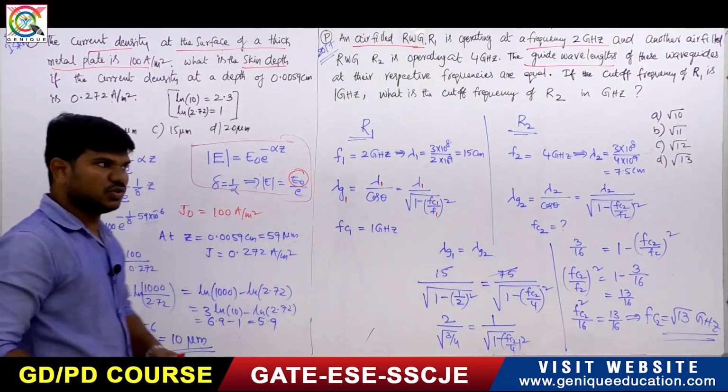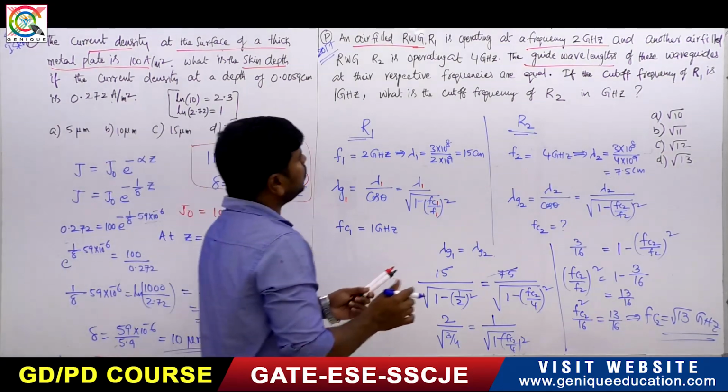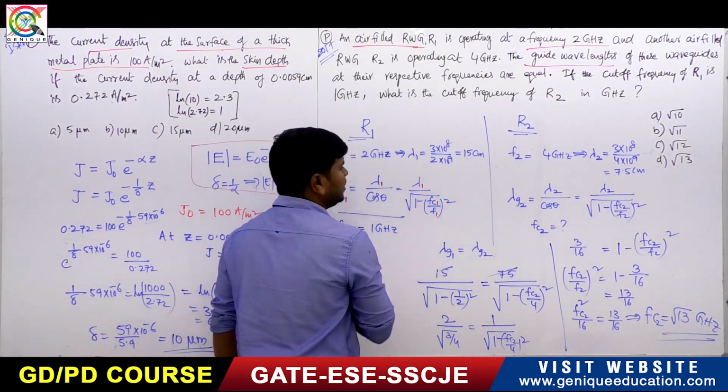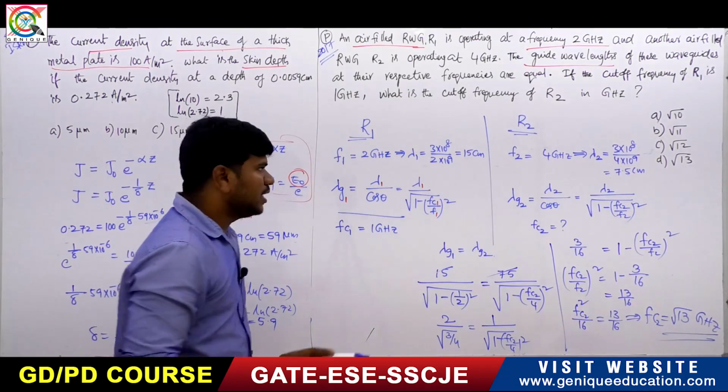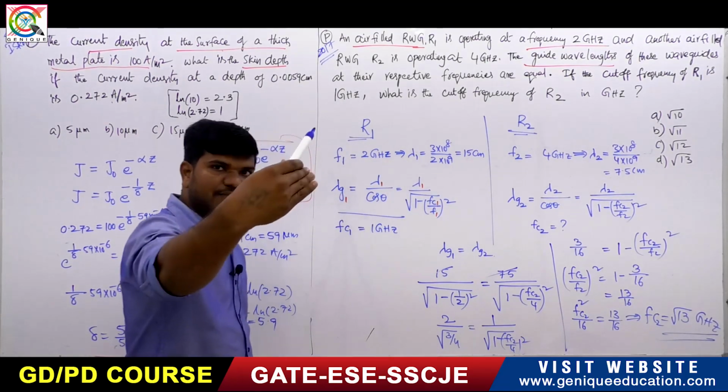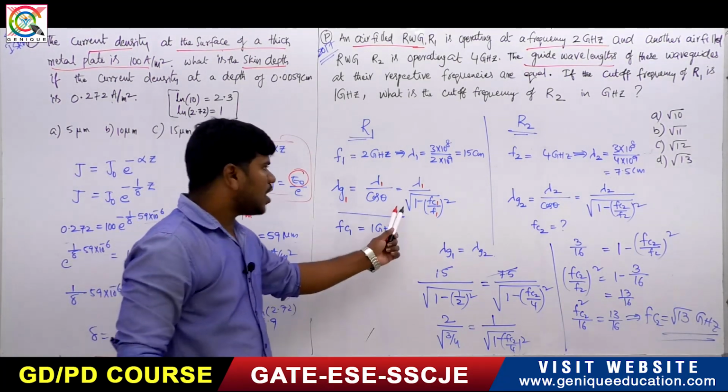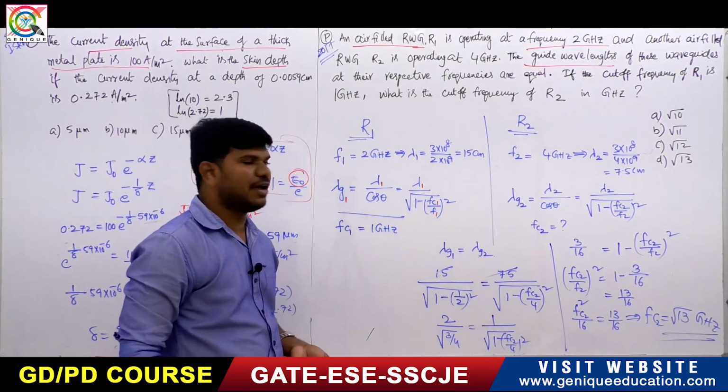Okay. So this is the answer. So what is the clue here? The clue here is the guide wavelength. So you should know what the guide wavelength is. Guide wavelength is equal to the wavelength divided by cos theta. The cos theta is root over 1 minus (Fc divided by F) whole square.